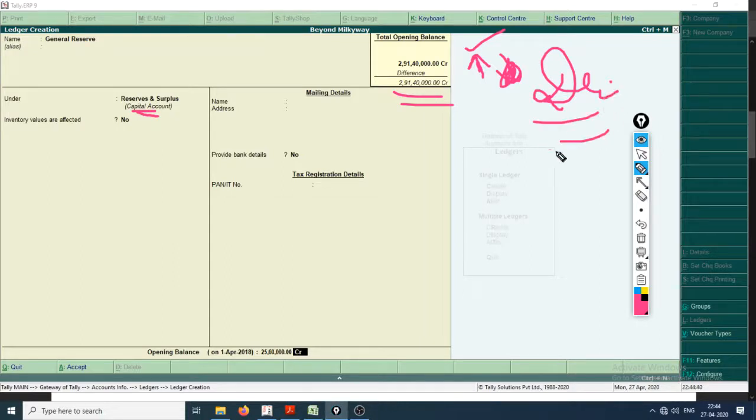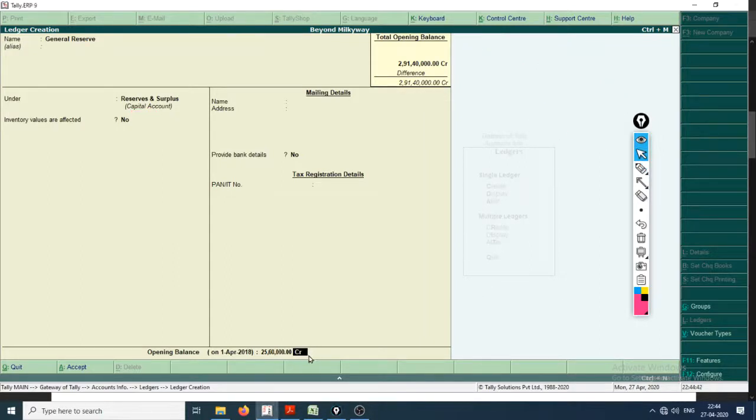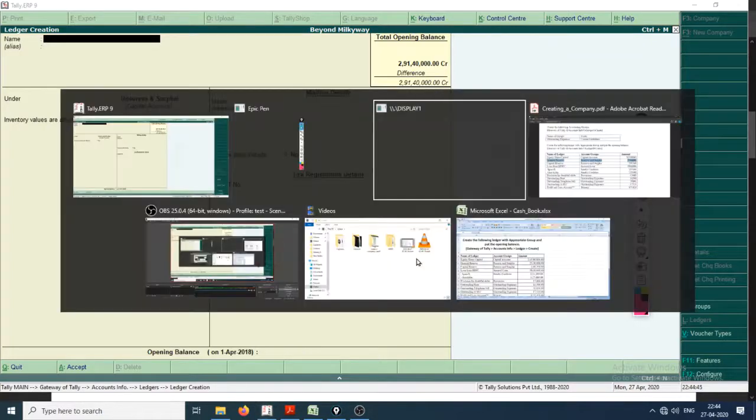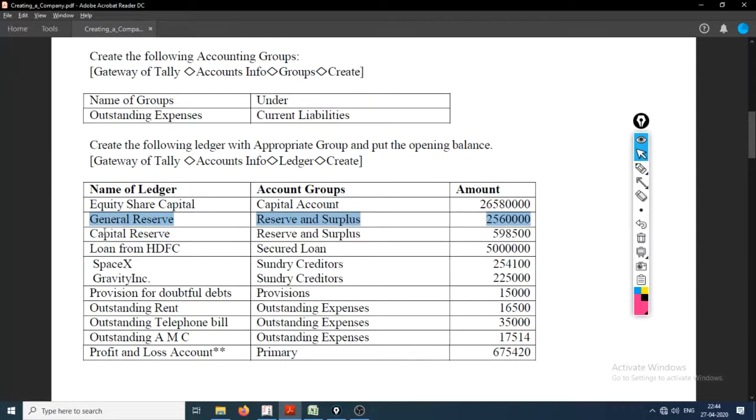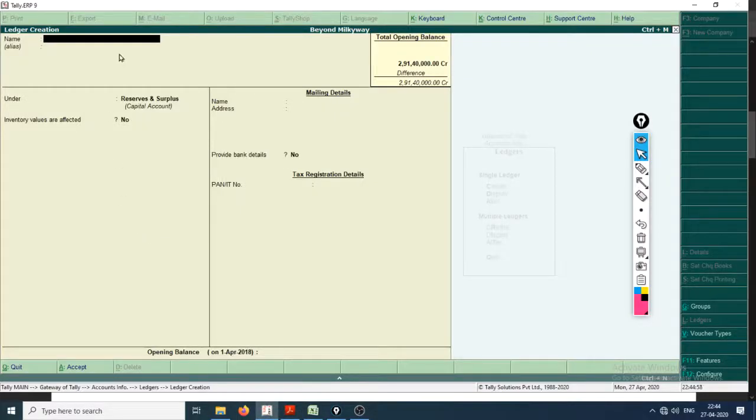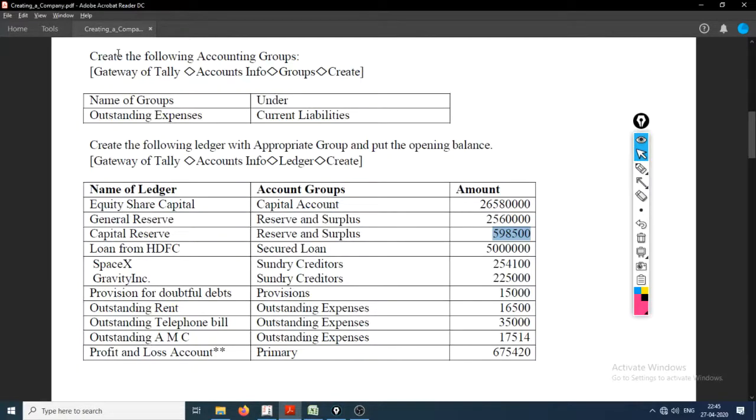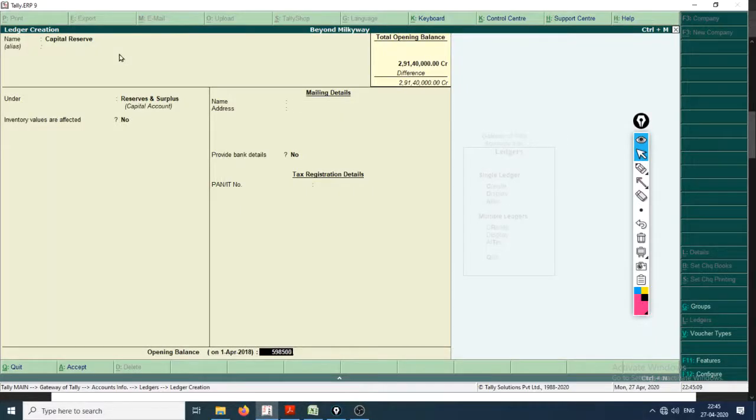Accept. Okay, let's now quickly create all these entries. Capital reserve, and obviously this is also a capital account, reserves and surplus. It will also be credited and it will increase the balance. Let's create this capital reserve, enter reserves and surplus. The balance was 59.8500. Enter. Okay, accept. Now loan from HDFC.